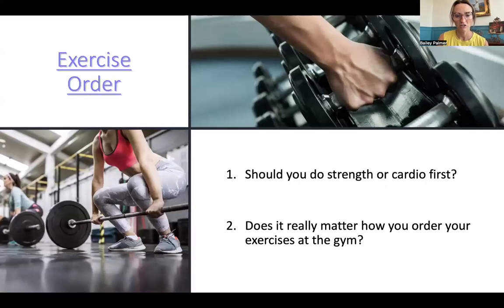The other question right here is, should we do strength or cardio first? This depends on your goal. If your goal is to train for cardiovascular fitness, then it's important to do your running, your aerobic exercise first. But if your goal is mainly just to be strong and powerful and increase muscle size, then probably do all your strength workouts first, followed by a light jog after.